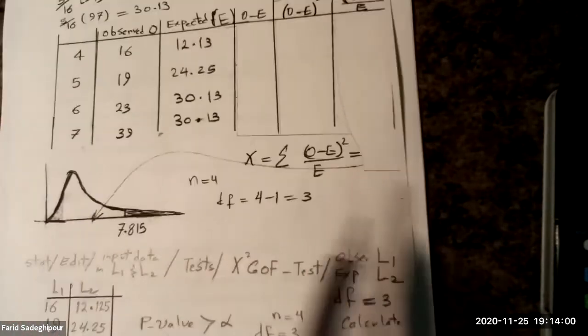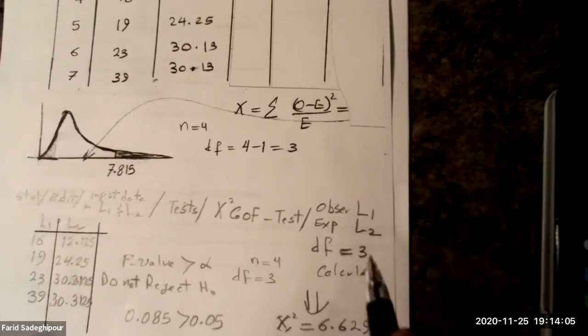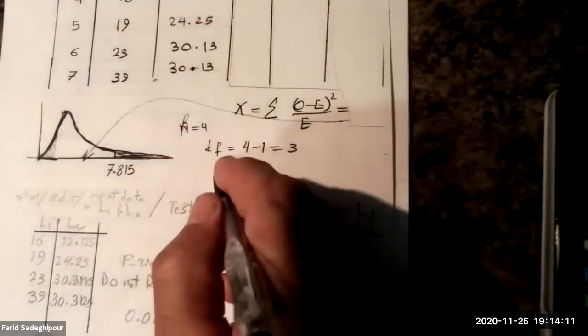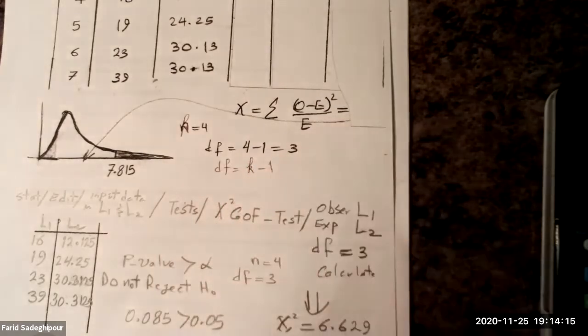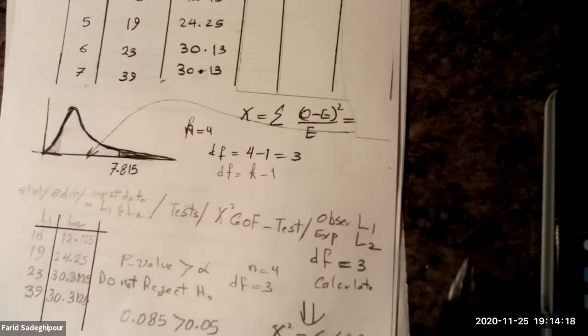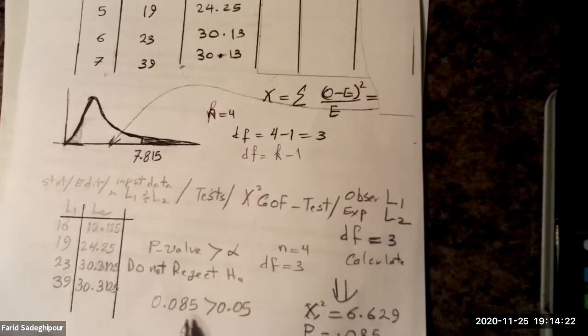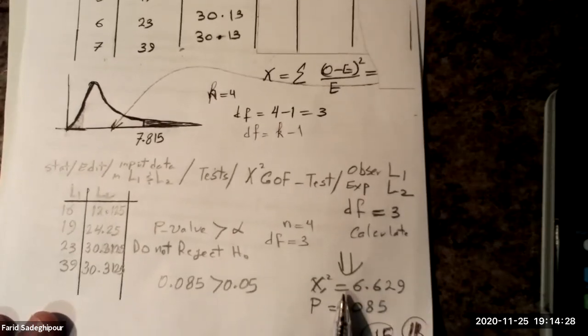And then you go to X2 GOF test. DF is 3. Why? Because K is what? 1, 2, 3, 4. K is 4. So we should basically use K here. Don't mix it up with N. DF is always K minus 1. Okay. So when you do that, you see that your p-value turned out to be 0.085, which is greater than 0.05. So we do not reject H0. And X2 from the calculator is 6.629.